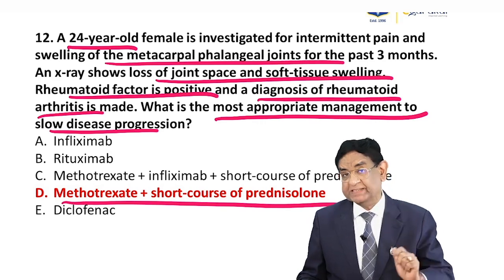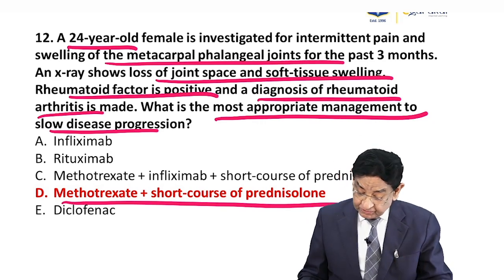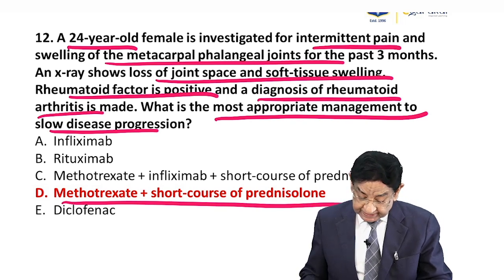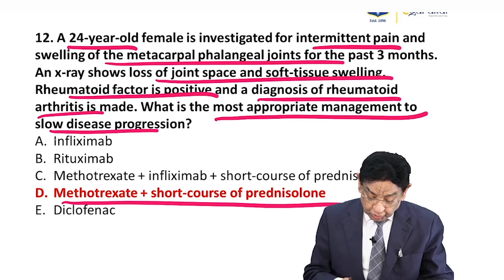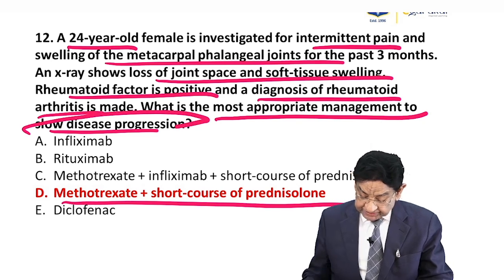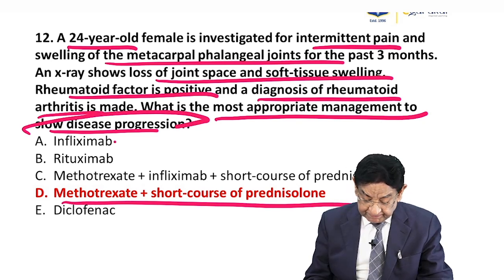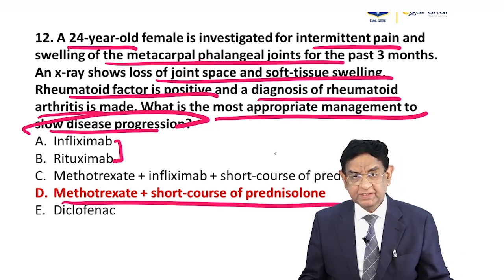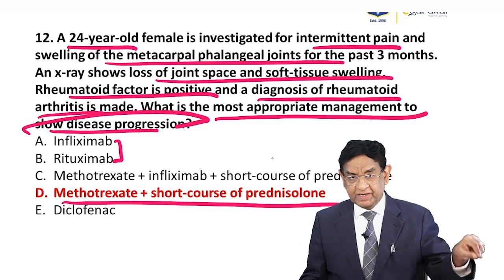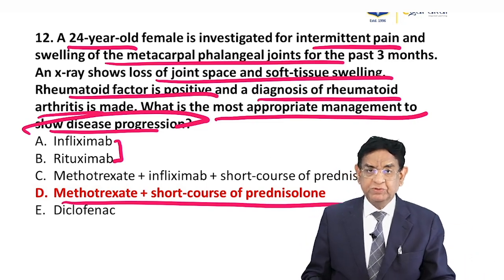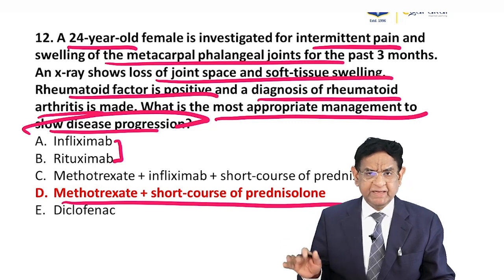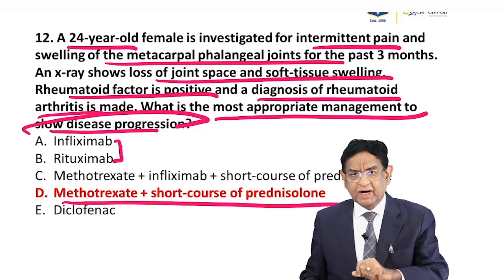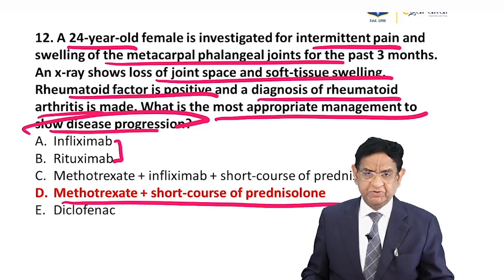What is he asking? She has pain, swelling, and we want to slow down the progression of disease. Infliximab, rituximab, they are biologicals. They don't slow down the progression, we learned just now. They are used when the pain is severe, when the patient is not responding despite giving 2 DMARD and NSAID. We try this drug later, so rule out.